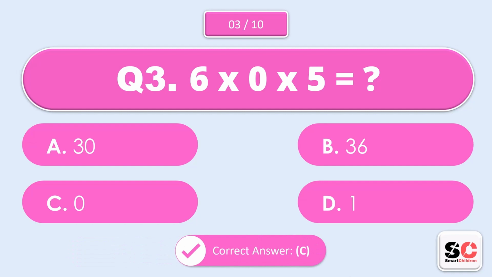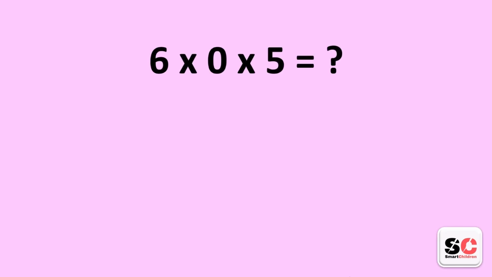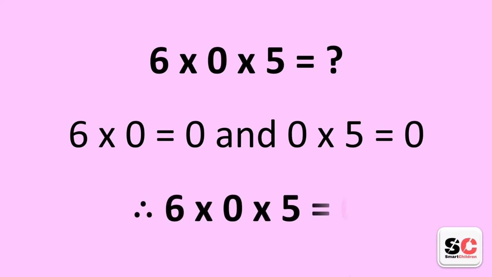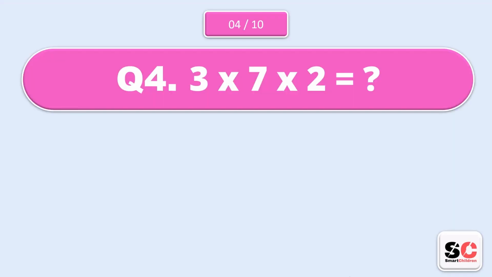0. 6 multiplied by 0 is equal to 0 and 0 multiplied by 5 is equal to 0. Therefore, 6 multiplied by 0 multiplied by 5 is equal to 0. 3 multiplied by 7 multiplied by 2 is equal to?